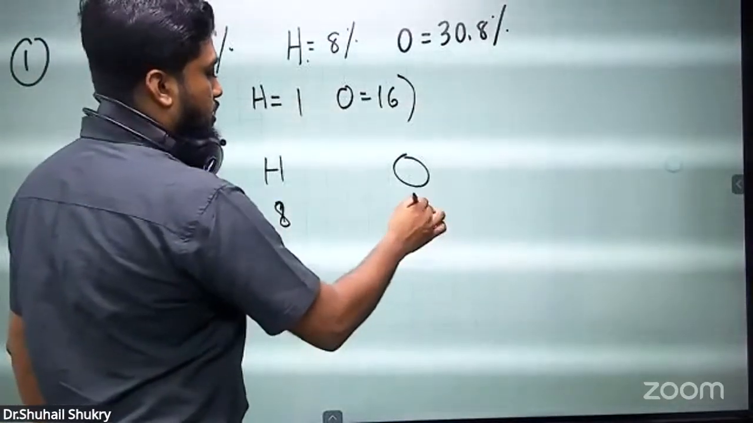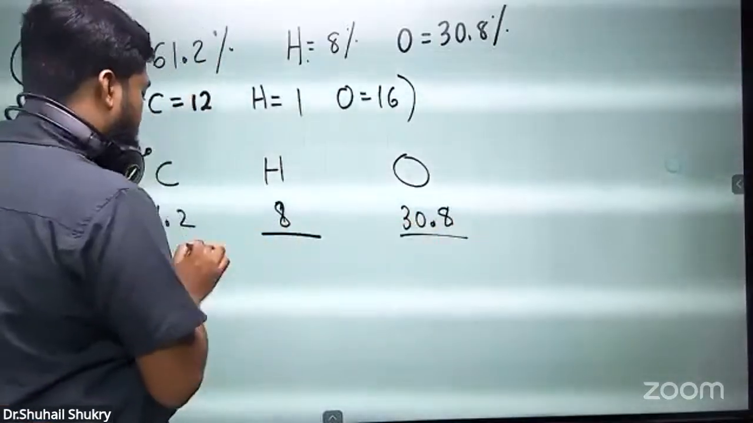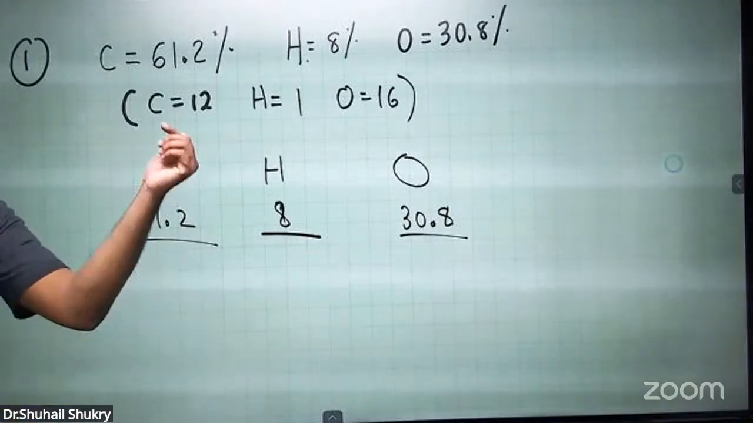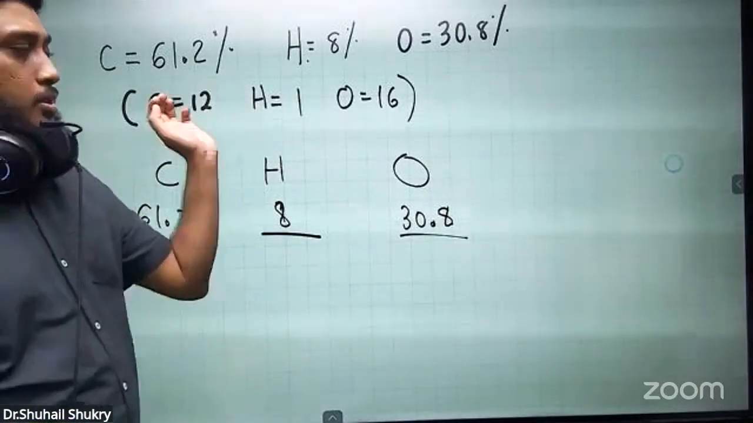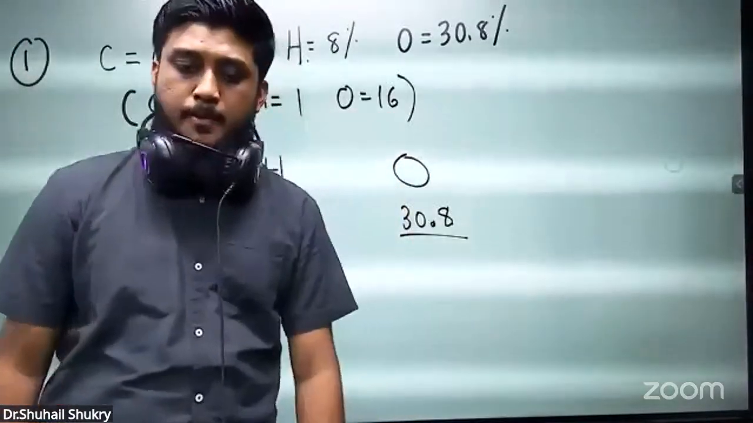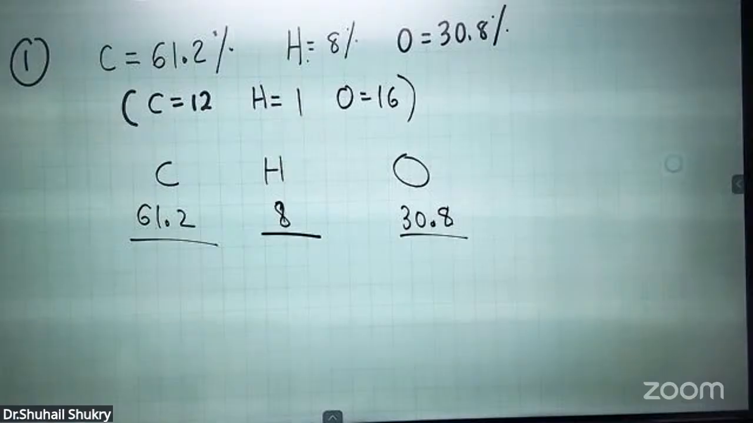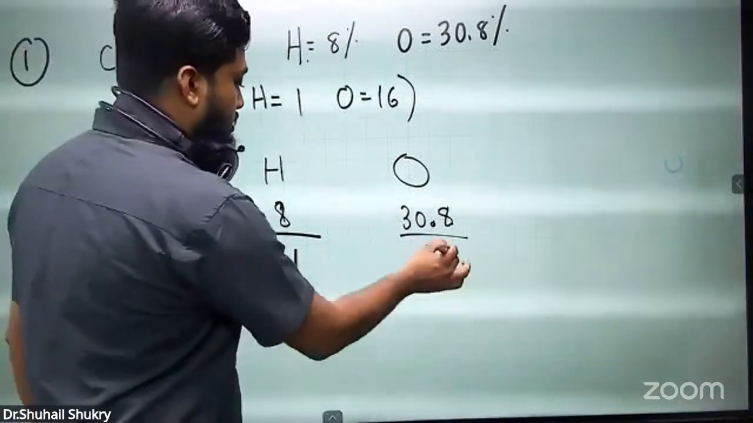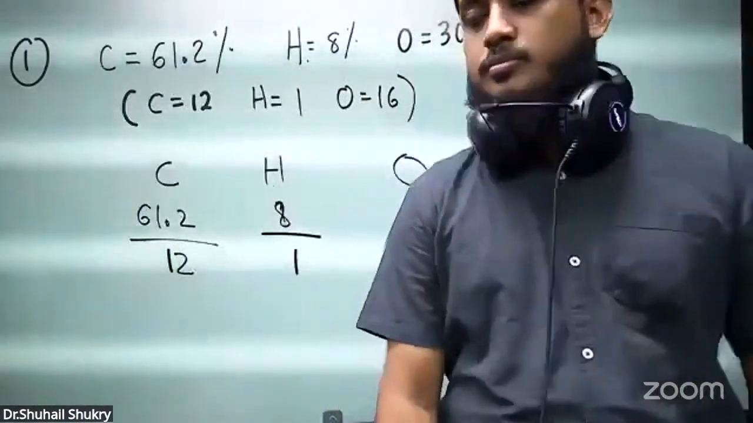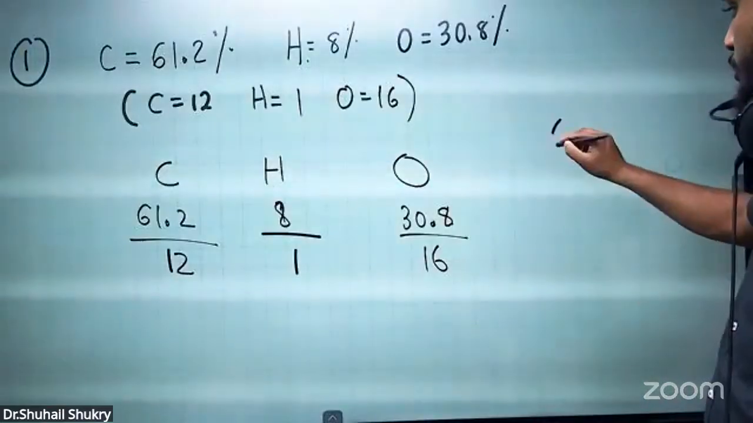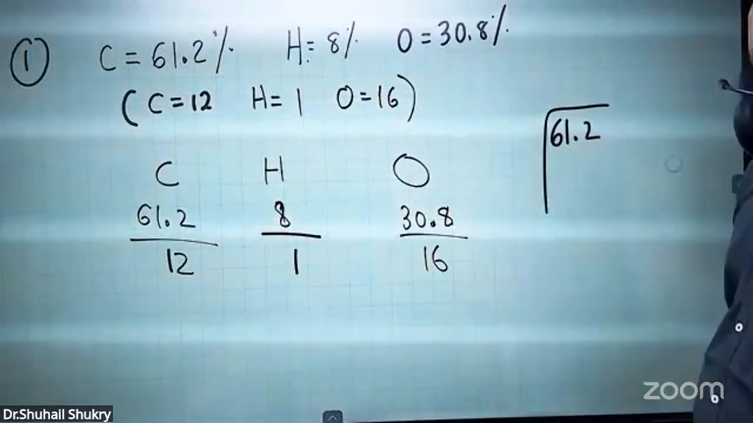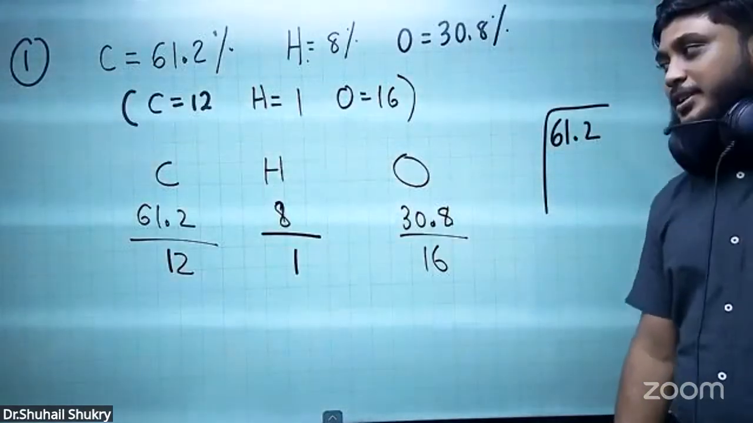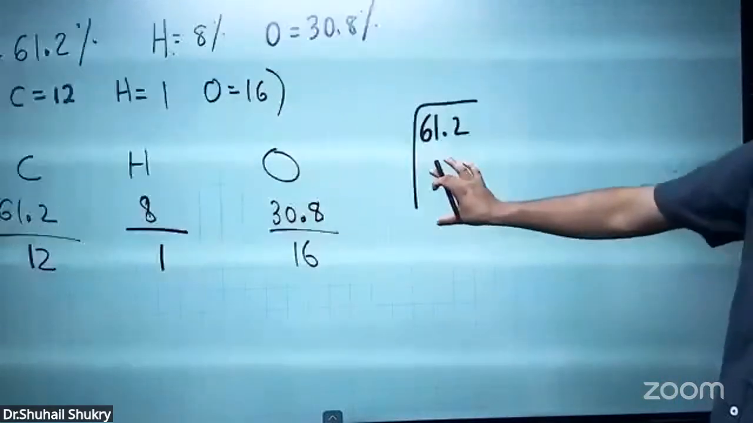What you do is divide all these numbers by their RAM, their relative atomic mass. Carbon is 12, hydrogen is 1, oxygen is 16. We have to divide: 61.2 divided by 12. Now you should know division. If you can't divide, you will face a problem here. Don't use a calculator. We might not know division, but our calculator does.